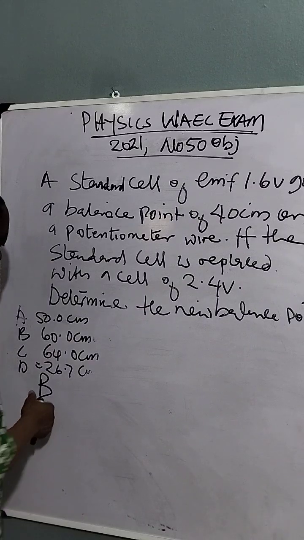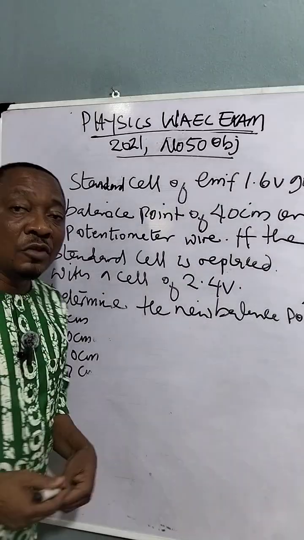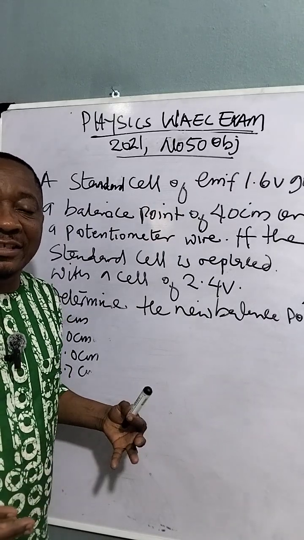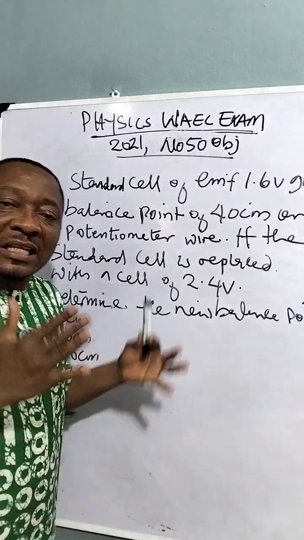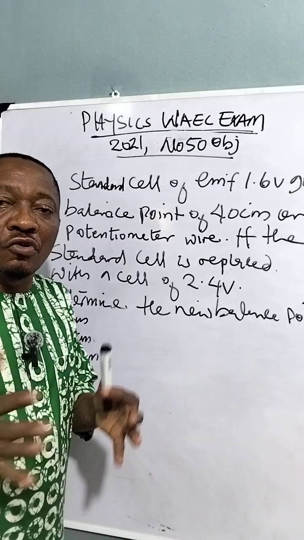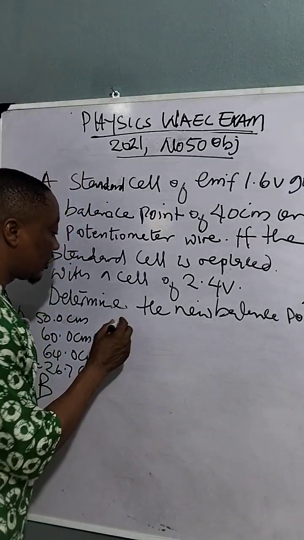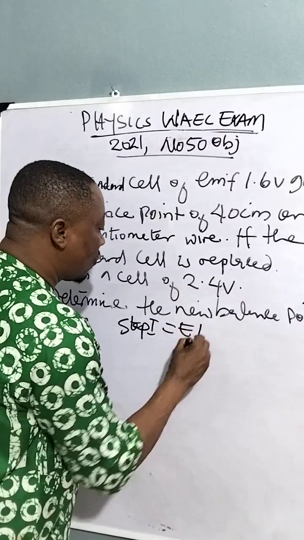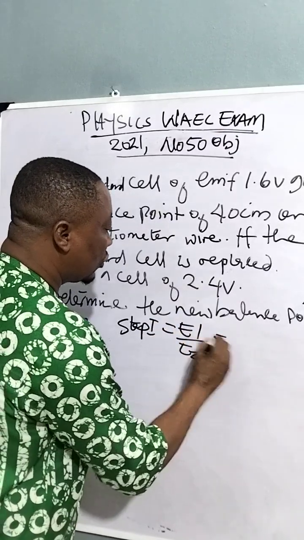So now what we are going to do here is use the right approach. What's the right approach? Using an acronym called IC. First and foremost, identify the variables, the known variables and the unknown variables, using the formula. Step 1, the formula is what? E1 all over E2 equals to what?